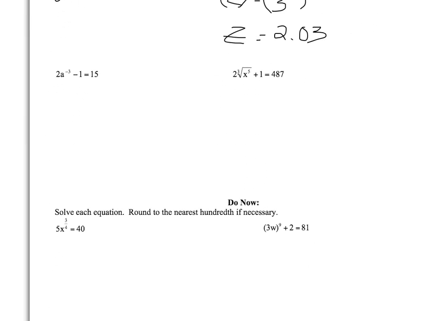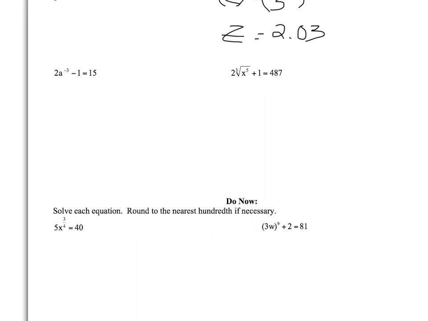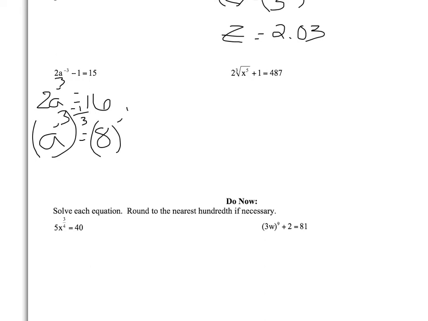Two more left here. First thing I'm going to do on this one is add the 1. So 2a to the -3 equals 16. Divide by 2. a to the -3 equals 8. Take the reciprocal power, which is -1/3. 8 to the -1/3 power is 0.63.